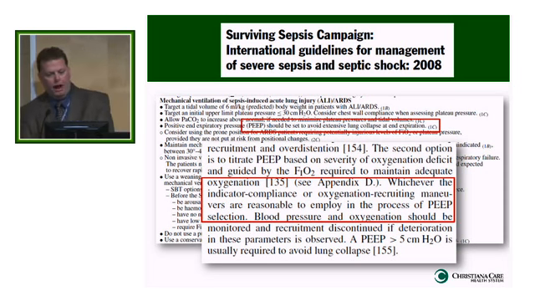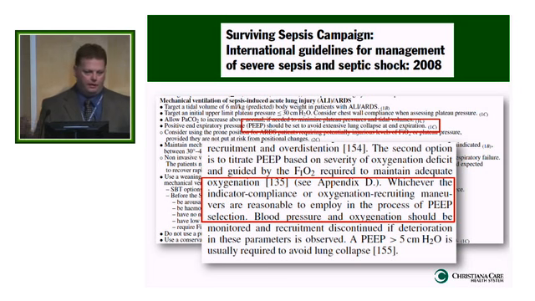And within the body of the article, it says, and we're going to get into a couple of these concepts, which indicator you look at for lung recruitment, compliance of the lungs or oxygenation. So do you watch the SAT or do you watch the compliance of the patient when you're recruiting the lung? You can look at either of those things. We'll talk about those. But it says whichever the indicator, compliance or oxygenation, recruitment maneuvers are reasonable to employ in the process of PEEP selection. So basically you have the Surviving Sepsis campaign, which is a very powerful document, saying that we should be recruiting these patients when they are in need of recruitment.